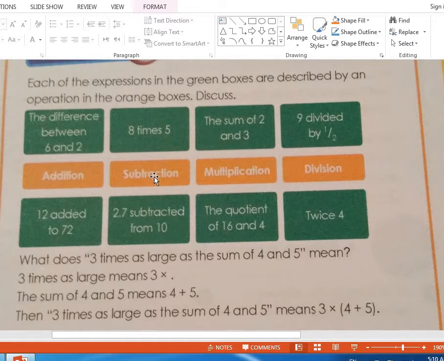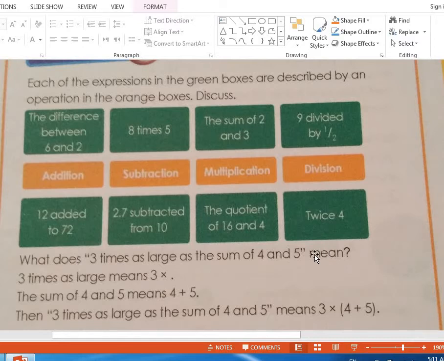Subtracted, subtraction, right, Sajan. The quotient means division. Then twice 4. Twice means here multiplication. What does 3 times as large as the sum of 4 and 5 mean?